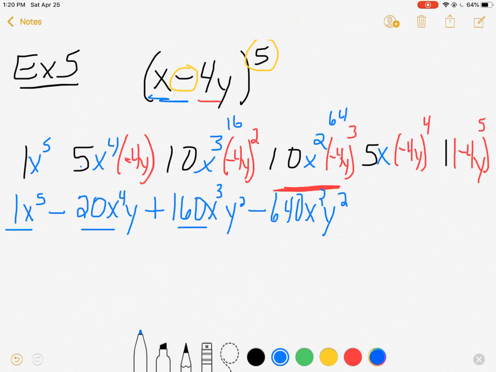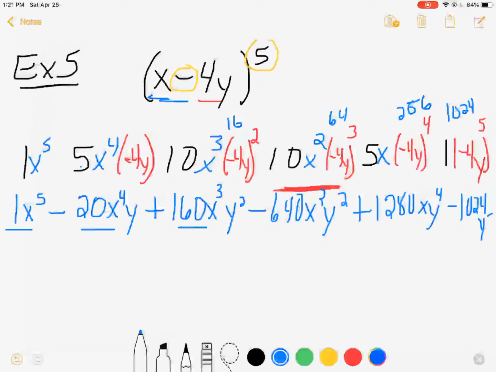On this next one, when you raise a negative to the fourth, it'll be plus, but we know that because the signs are going to alternate. Negative 4 to the fourth power is 256, times 5 gives me 1,280 x y to the fourth. And then the last term is, since it went positive, negative, positive, negative, positive, I know this will be negative. 1 times 4 to the fifth is 1,024, and then you have y to the fifth.